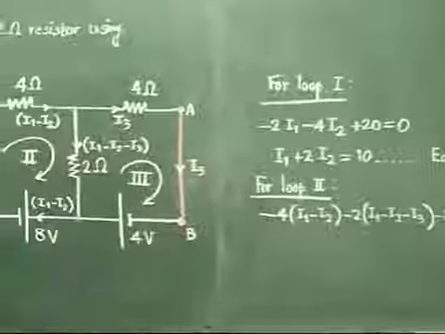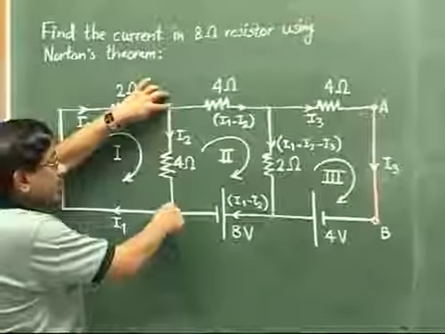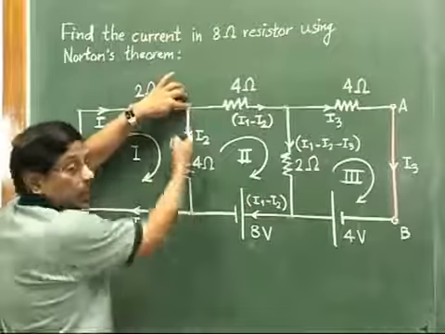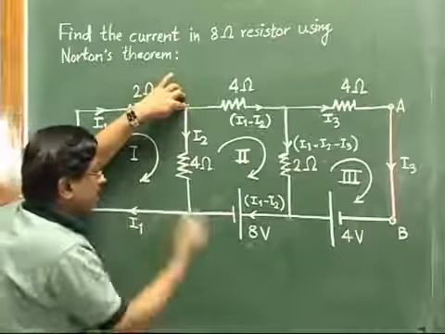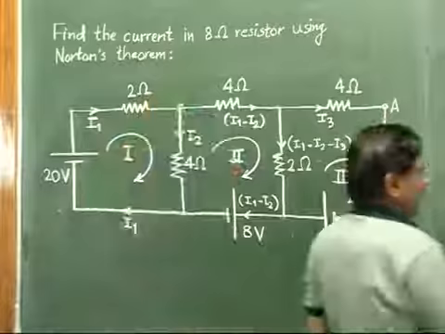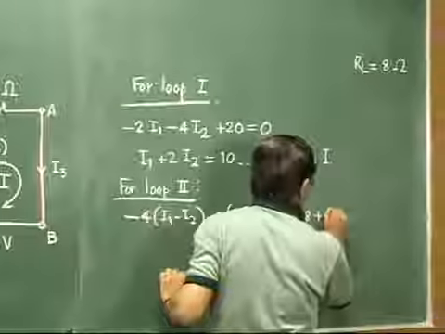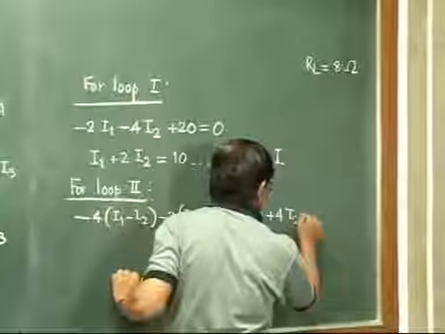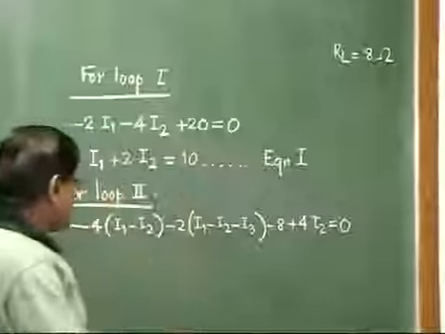And then this to the top, we are coming like this. We are going to the top, but the current is opposite. So it will be plus 4 times I2. So plus 4 times I2. And this all must be equal to 0. So we have to simplify the equation.